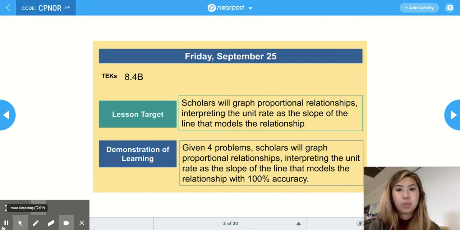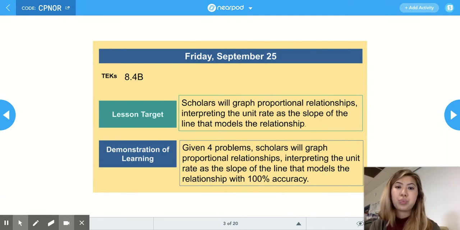Today's TEK is 8.4b. Our lesson target is that scholars will graph proportional relationships, interpreting the unit rate as the slope of the line that models the relationship. Our DOL is given 4 problems. Scholars will graph proportional relationships with 100% accuracy.